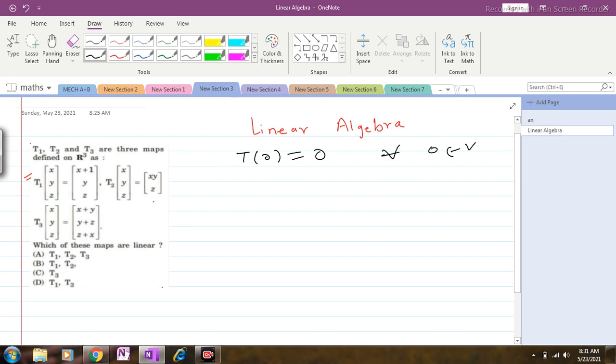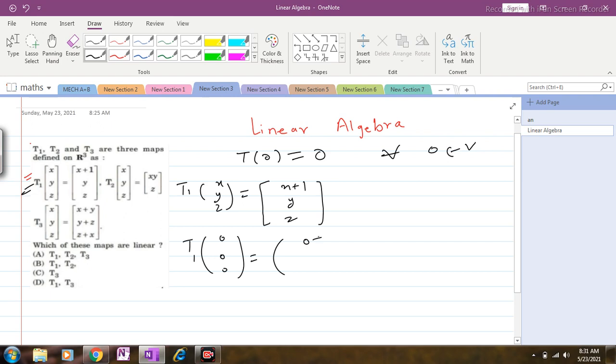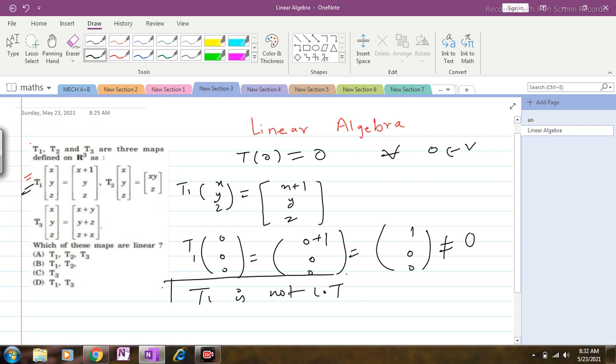Okay. So from the first one, if I consider T1, we have been given T1(x, y, z) equal to (x plus 1, y, z). So if I write T of (0, 0, 0), we will get (0 plus 1, 0, 0). This is going to be (1, 0, 0). This is not equal to 0. Okay. That means T1 is not a linear transformation.